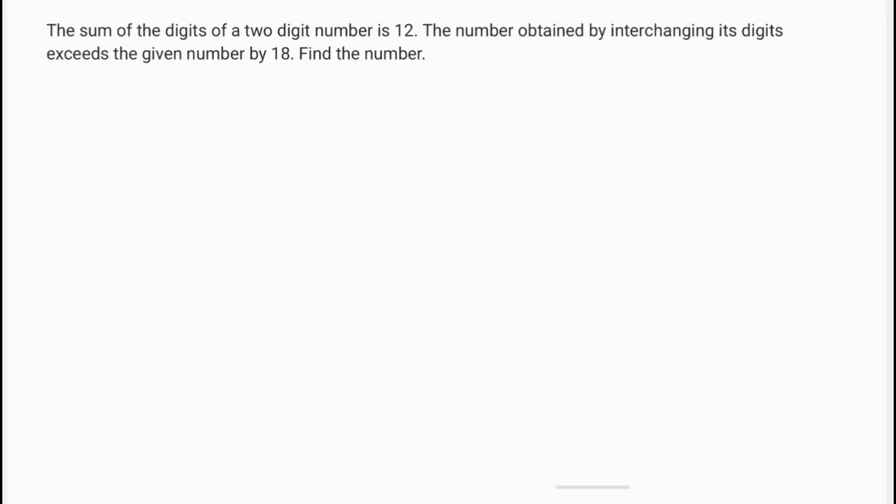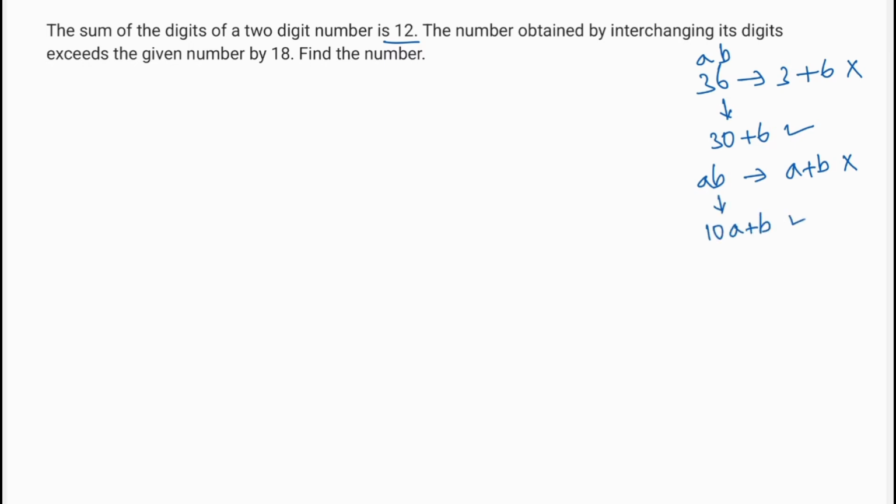The sum of the digits of a 2-digit number is 12. See, if I take a 2-digit number 36. Okay, how can I write it? Can I write 3 plus 6? No. So how can I write it? Can I write 30 plus 6? Yes. So if I take A as 3 and B as 6. Okay. Now how can I write AB? Can I write A plus B? No. Can I write 10A plus B? Yes. So a 2-digit number is represented this way, 10A plus B.